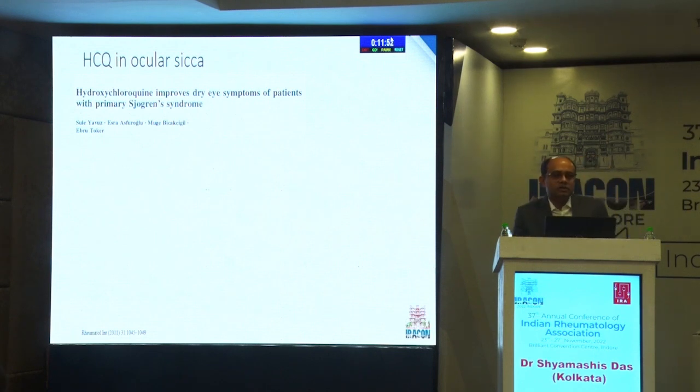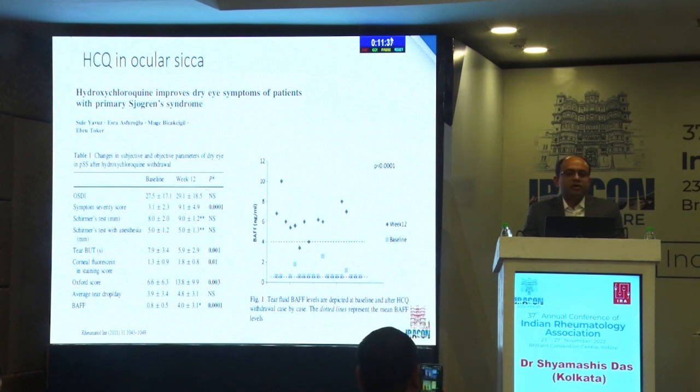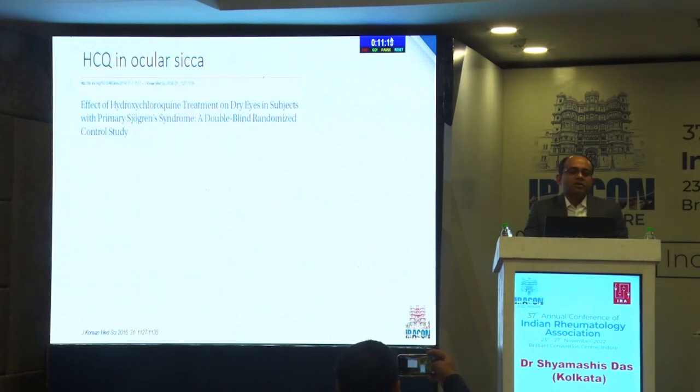Should we use hydroxychloroquine for ocular sicca? Several open label studies showed hydroxychloroquine improved dry eye symptoms of patients with primary Sjogren's syndrome. Like this study published in 2011 showed improvement of tear breakup time, improvement of corneal fluorescein stain score, and also decrease in BAFF level in tear fluid have been demonstrated after using hydroxychloroquine for dry eye symptoms in Sjogren's patients. Later on, one double blind RCT was conducted.